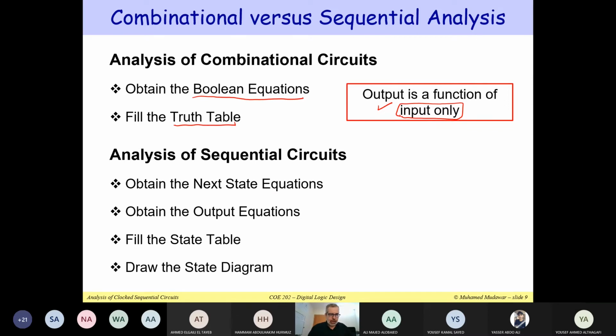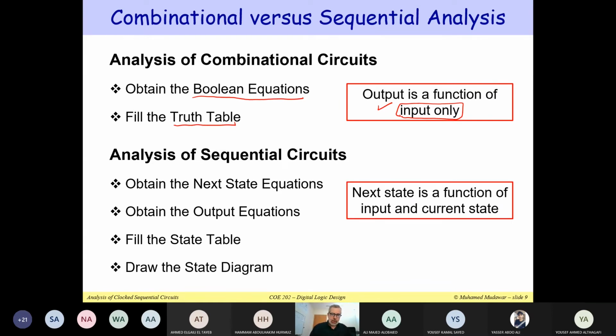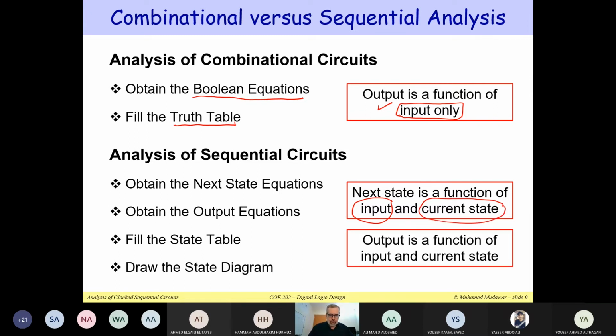In the case of sequential circuits, we have to go through these 4 steps: obtain the next state equations, obtain the output equations, fill the state table, and draw the state diagram. These are the 4 steps. Now we can say that the next state is a function of not only the input, but also the current state. So it depends on the input and the current state. The same thing can be said for the output. It's also a function of the input and the current state. So it's not combinational, it's sequential now.